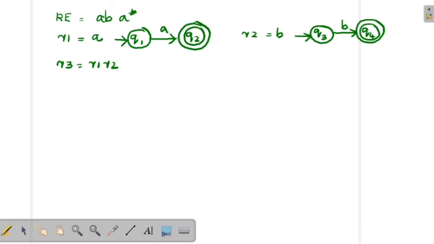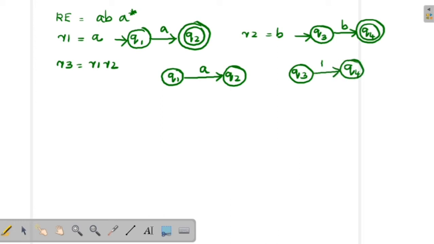Then Q2 becomes a normal state. That is Q1, then Q2, there is a transition from Q1 to Q2 over the alphabet A, then Q3, then Q4, there is a transition from Q3 to Q4 over the alphabet B, then there is a transition from Q2 to Q3 over the alphabet epsilon, and here Q4 becomes the final state and Q1 is the initial state. So this epsilon NFA will accept AB.